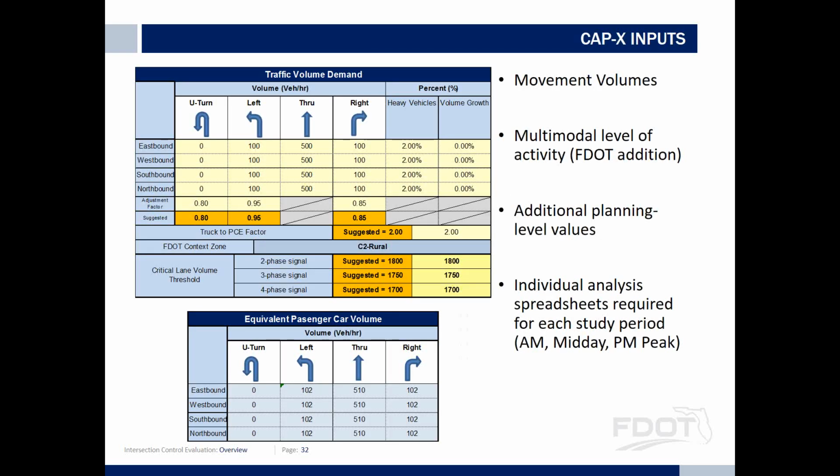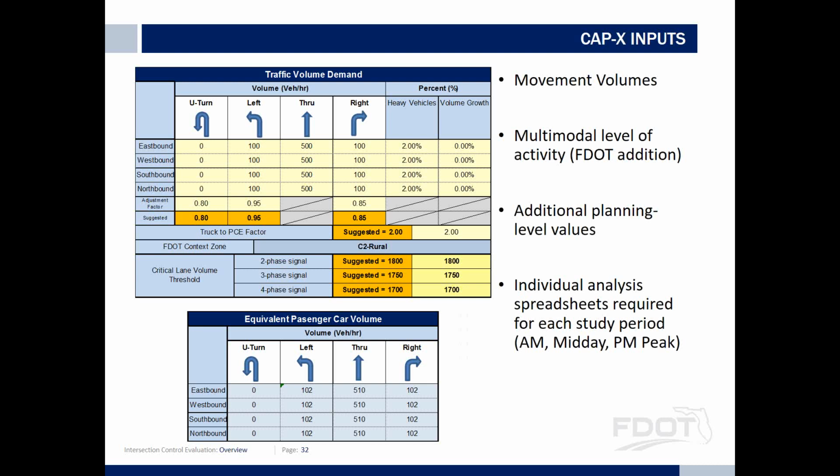This is a screenshot of the traffic volume demand tab of the tool. It provides an opportunity for the practitioner to input the turning movement counts, also the percent of heavy vehicles, and if you have a volume growth that you wanted to input in there for either design year or opening year.